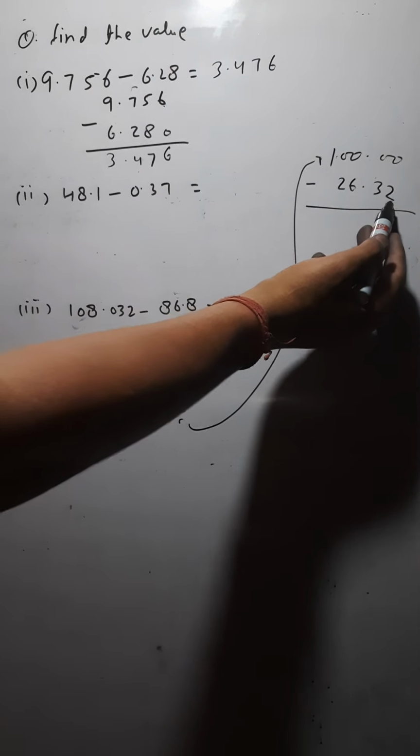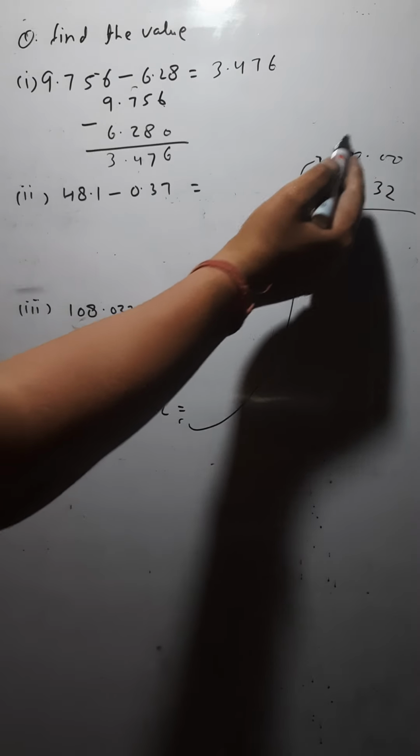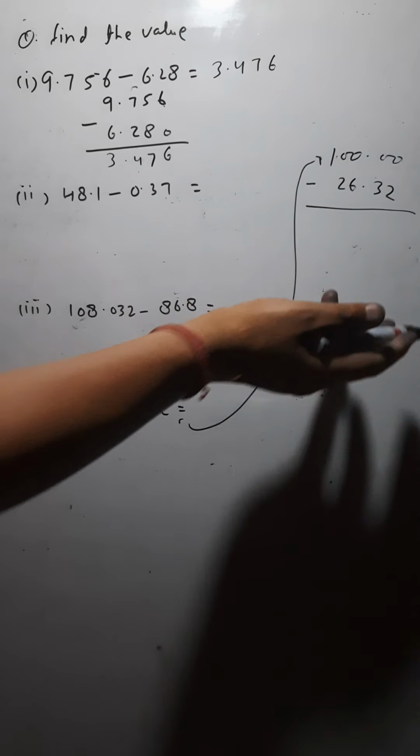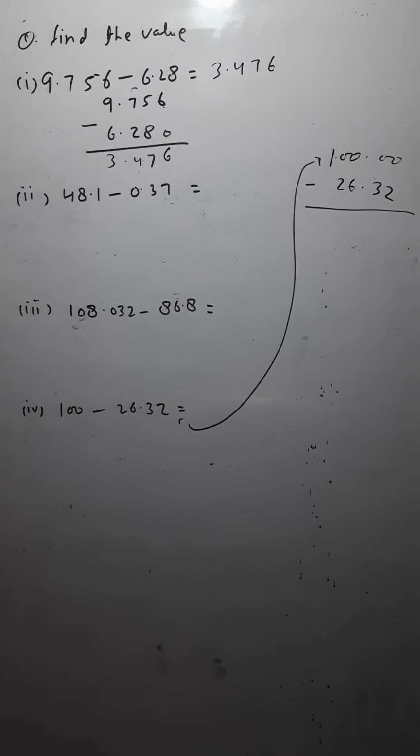Now subtract this. 0 minus 2 you cannot subtract. You borrow from here. So it would be 10 minus this, and 9 minus this, 9 minus this, 9 minus this. Nothing would be left here. Okay. Are you getting this? Okay. Just do all these questions.